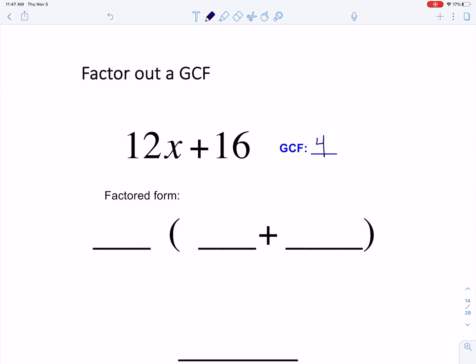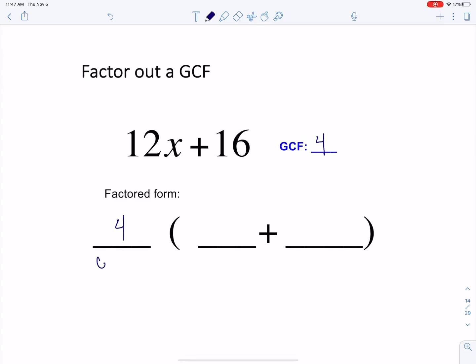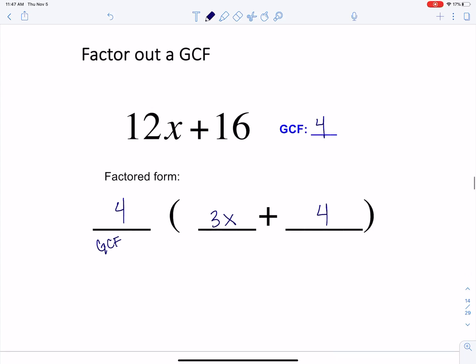So the first thing is that you write your GCF here on the outside, and then you figure out, okay, 4 times what? That is going to give us a 3x, 4 times 4. And we're going to just double check. 4 times 3x gives you 12x. 4 times 4 is 16. So that works out for us.